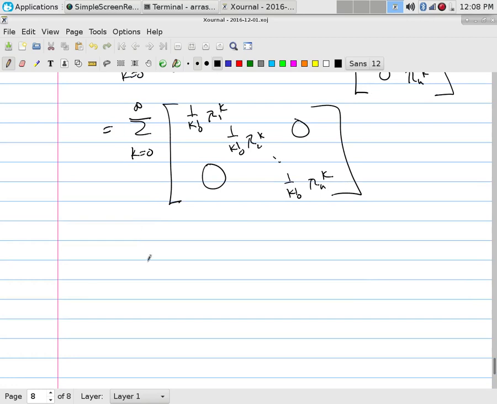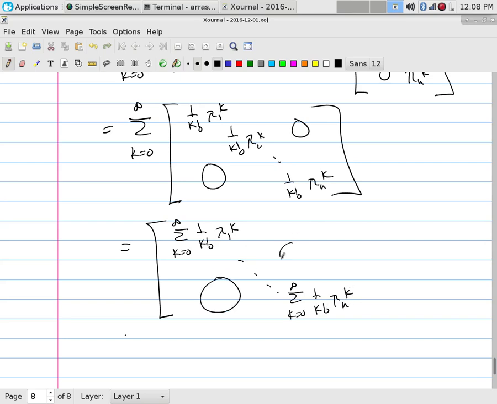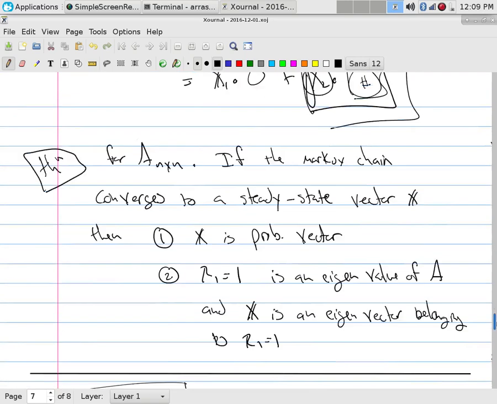What am I adding? Matrices. When you add matrices, what are you adding? Their positions. So that means this sum actually goes through the matrix. What's the sum of a bunch of zeros? Zero. And so that means this is actually equal to the sum from k equals 0 to infinity of 1 over k factorial lambda 1 to the k, and so on, down to the sum from k equals 0 to infinity of 1 over k factorial lambda n to the k. Those are still zeros.